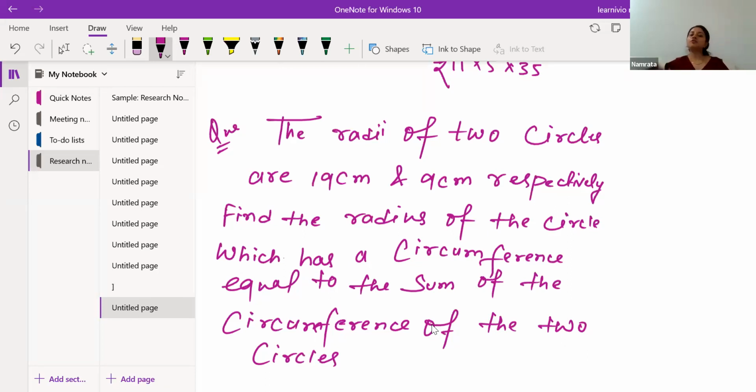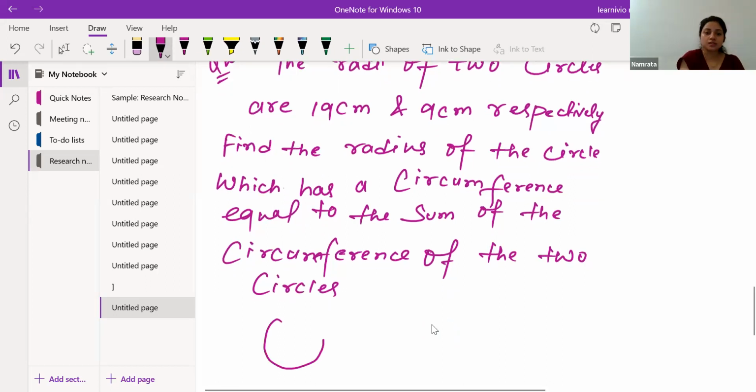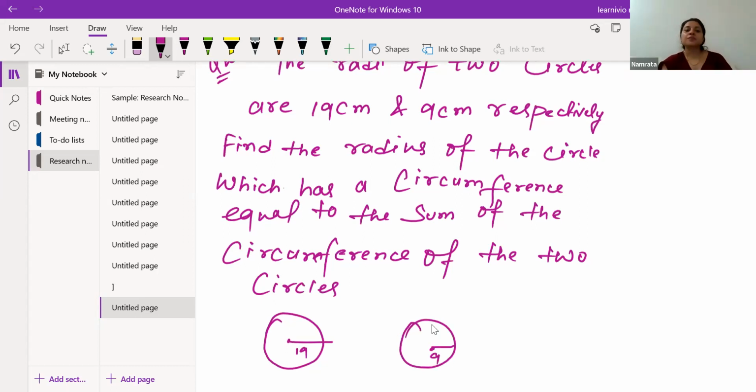Here it says the radii of two circles are given. Let's draw two circles whose radii are 19 and 9 respectively. Find the radius of the circle whose circumference is equal to the sum of the circumferences of these two circles. There is one more circle, and we have to find that new circle's radius.